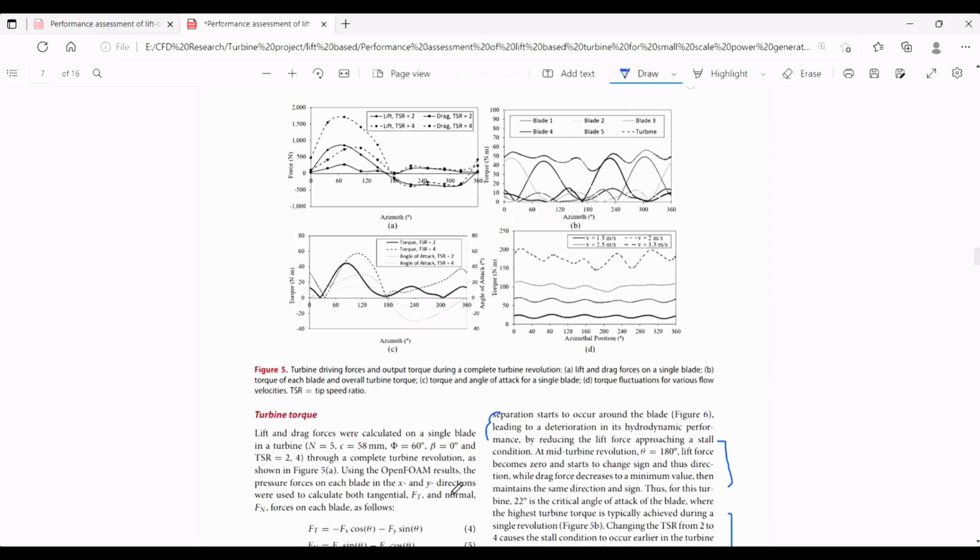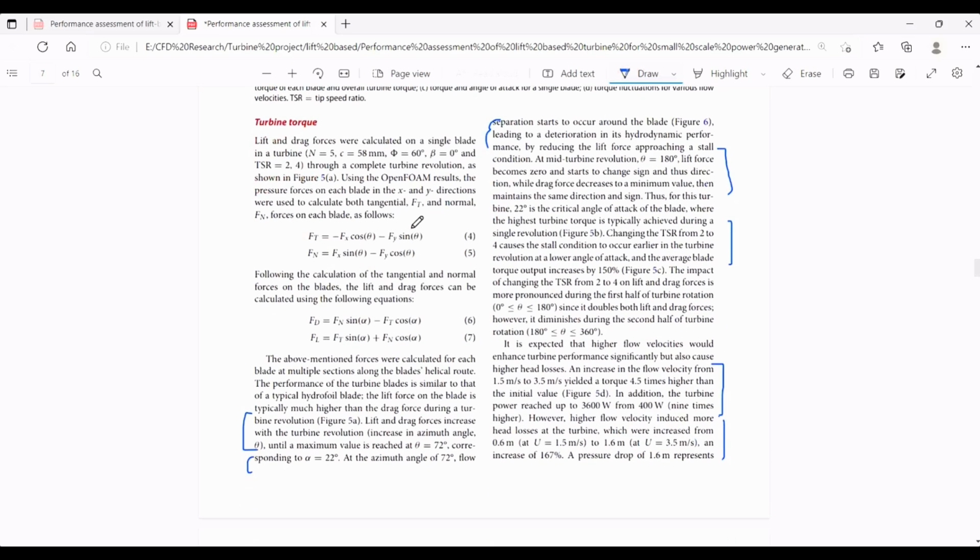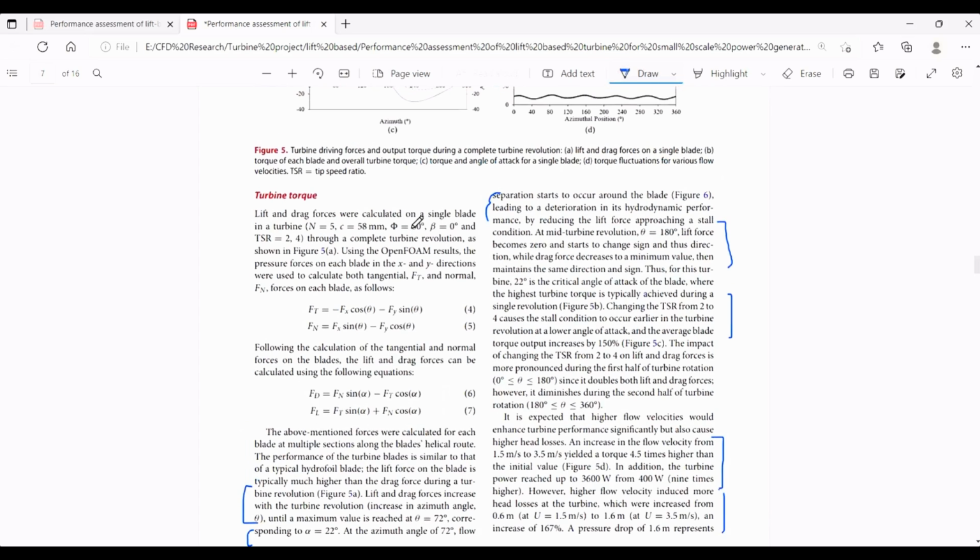Now I'll be discussing the results of the simulation, starting with the torque generated by the turbine. These graphs represent the variation of lift force, drag force, as well as torque with the azimuth angle at different tip speed ratios and incoming velocity of water in the pipe. From these graphs, we can conclude that the lift and drag force increase with the turbine revolution and increase in the azimuth angle until a maximum value is reached at theta of 72 degrees, corresponding to an angle of attack of 22 degrees.